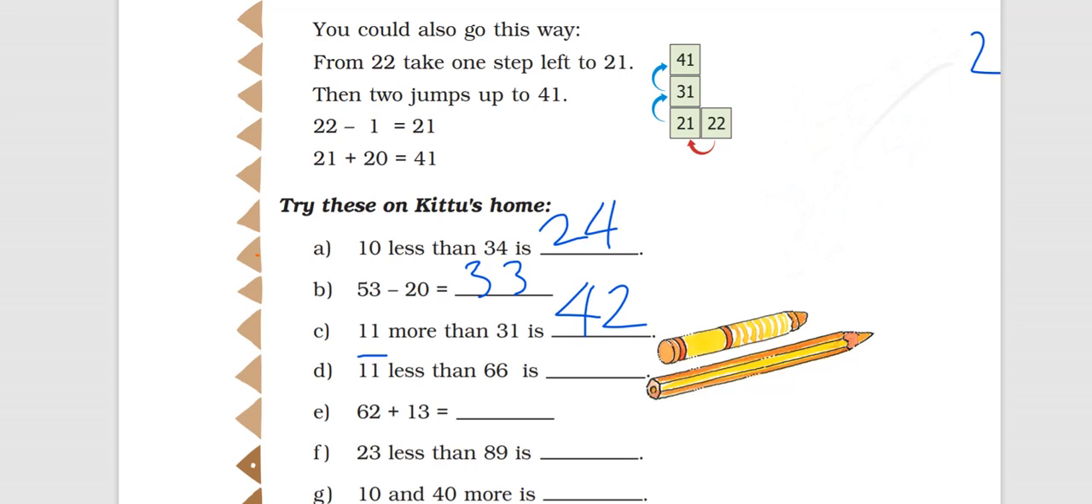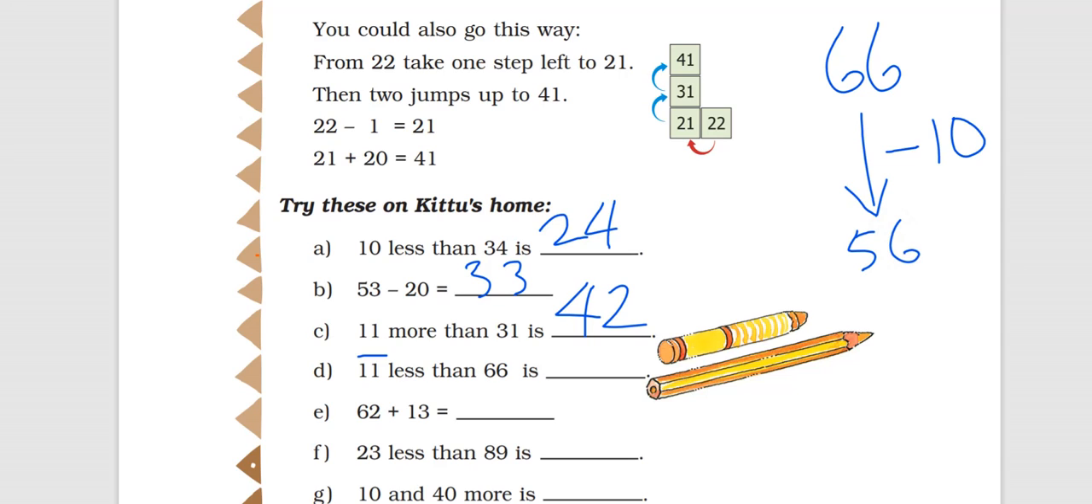Okay, the next one is 11 less than 66. You are on 66. We need to do 11 less. So let's come down one step, which means you're subtracting 10, you come down to 56. Like I said, the ones digit stays the same, but the tens digit is decreased by 1. That means you're subtracting 1 ten. You come down to 56. Now we have to do one more less. So go one step to your left, which is minus 1. You end up on 55. So 11 less than 66 is 55.